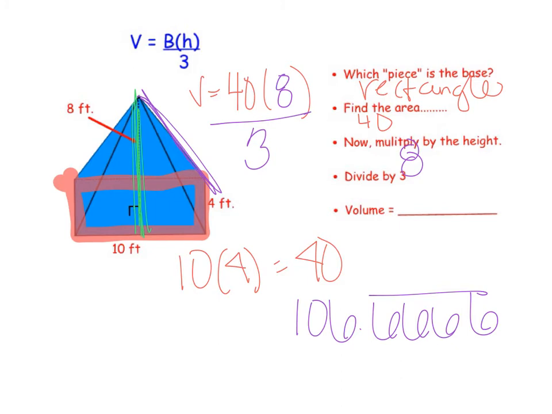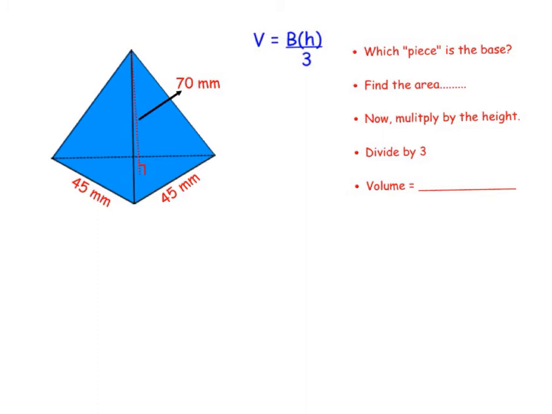So I'm going to round this to the nearest tenth. We're going to use that as our general rule unless we come across a question that says round to the nearest whole number or round to the nearest hundredth. We're going to go ahead and round to the nearest tenth. So my answer is going to be 106.7 feet cubed. Remember, we said volume is 3-dimensional, so we're going to cube our answer. Let's find the volume of this pyramid.